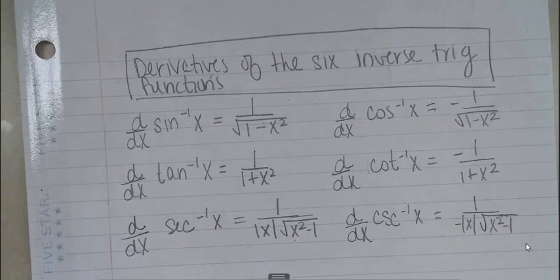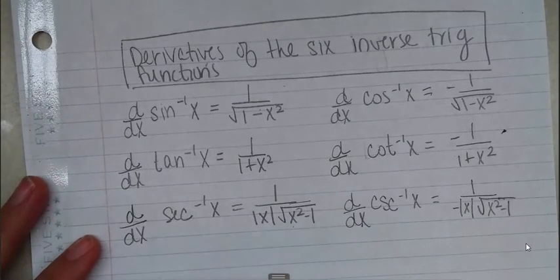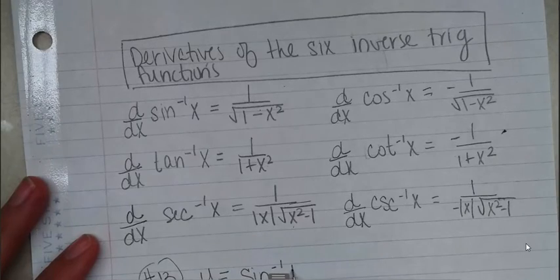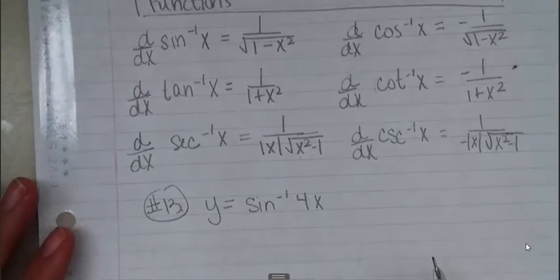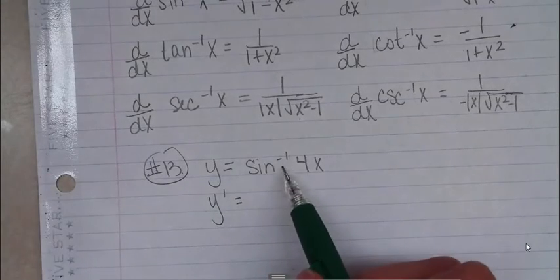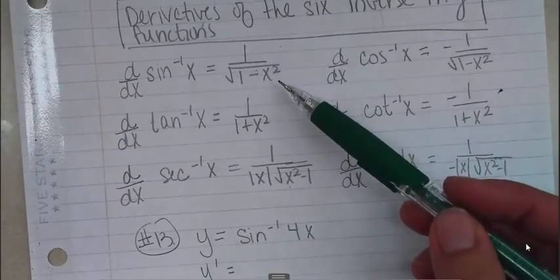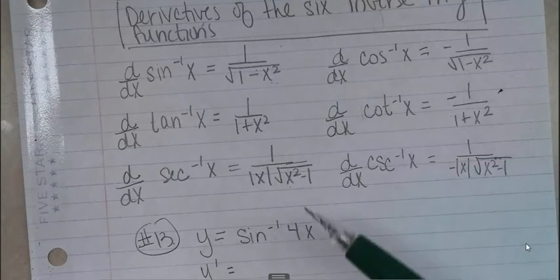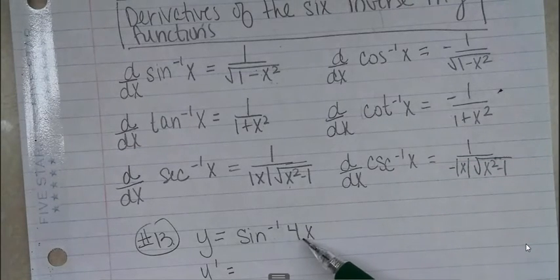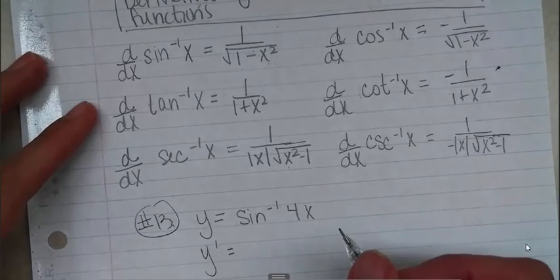So let's do one together from your book. So how do you use these? Let's do number 13 from your textbook. y equals sine inverse of 4x, and we need the derivative of that. So y prime, okay, well let's see. So sine inverse is going to be this. So basically wherever you see x, you put whatever the input of your sine inverse function is, which is going to be 4x. And it's that easy, okay? You still have to chain rule, but it's pretty much that easy.